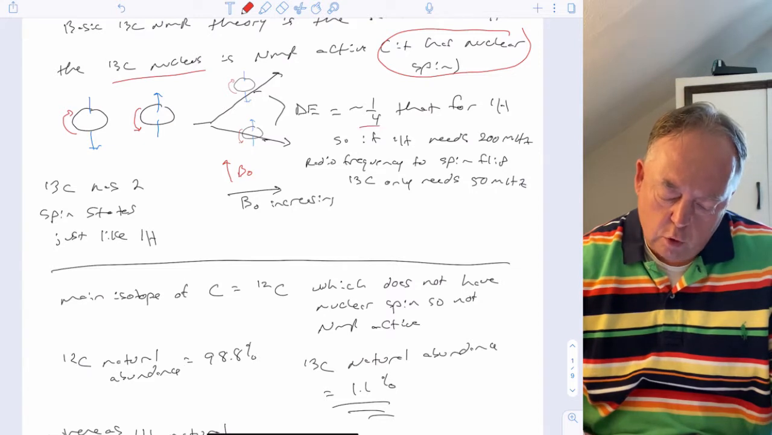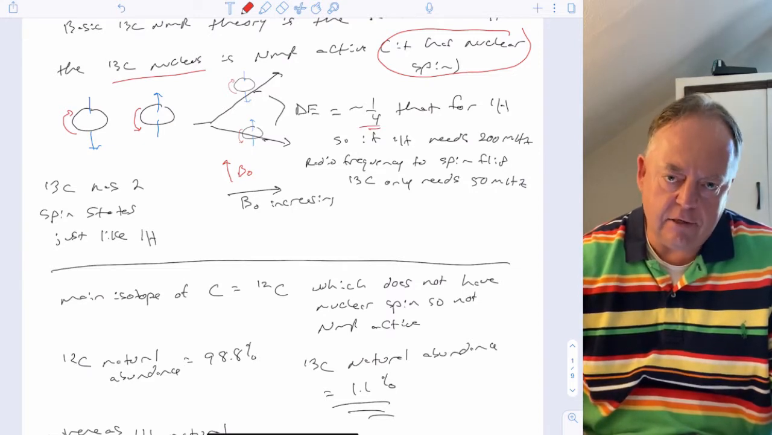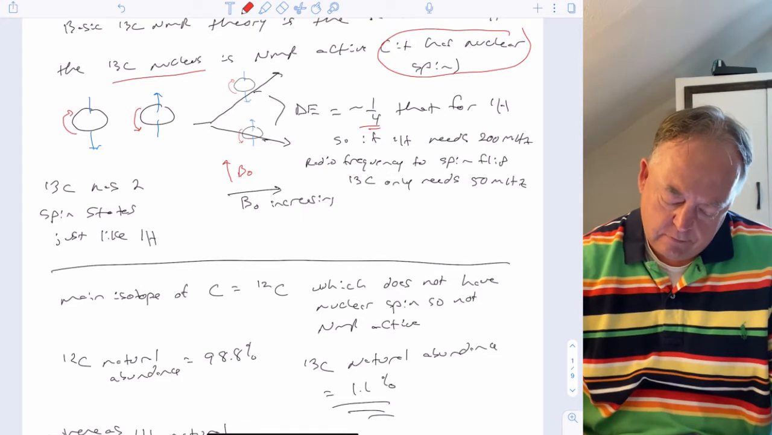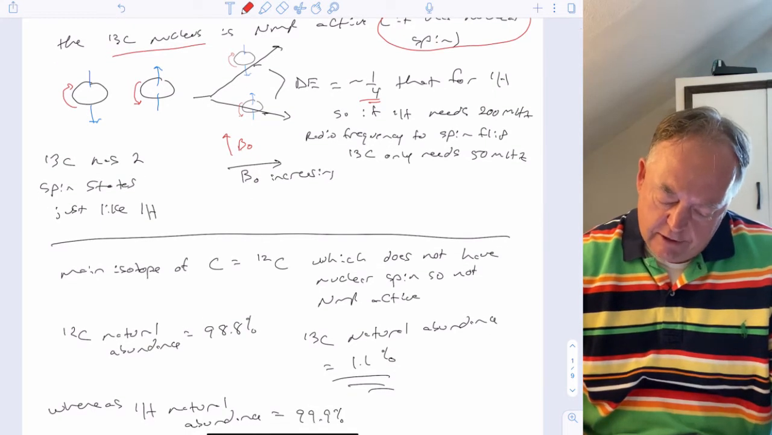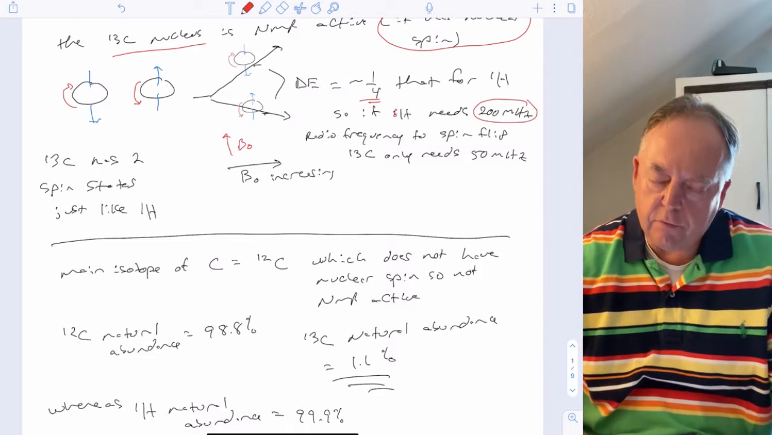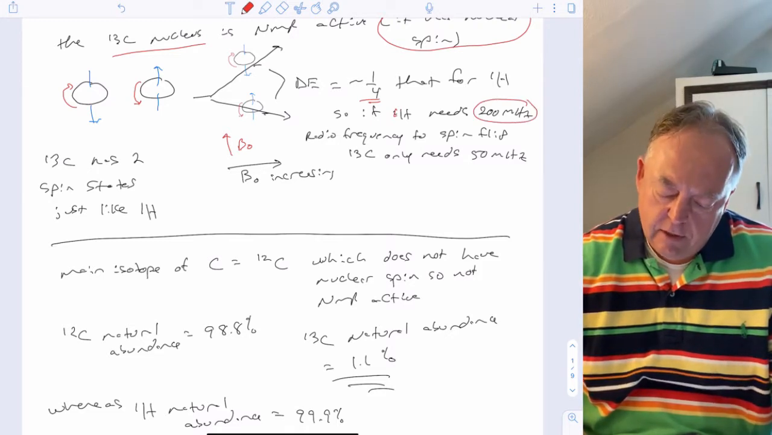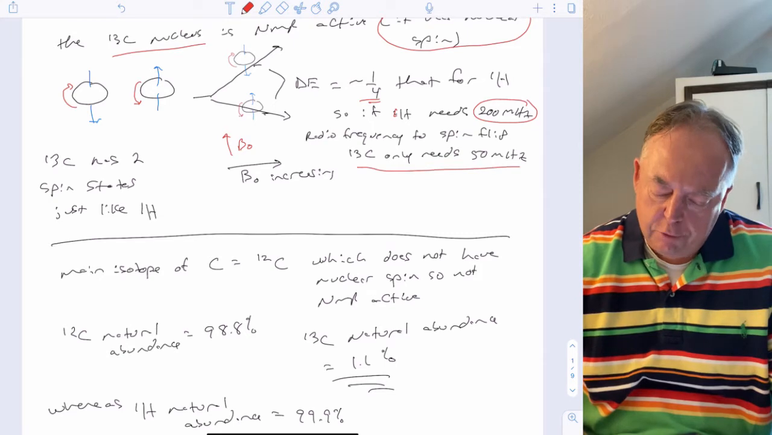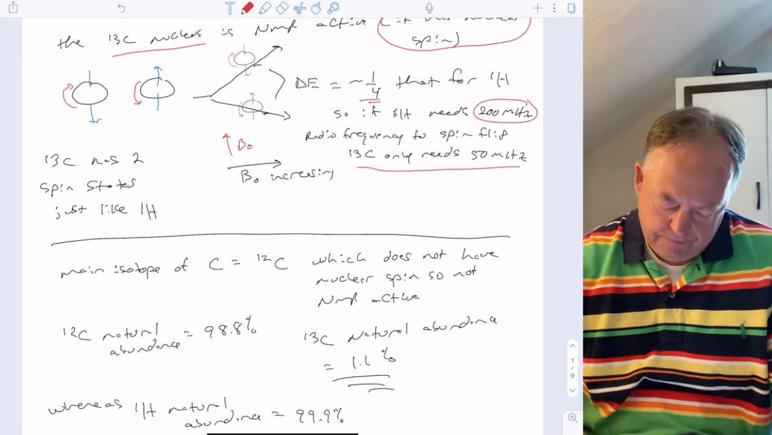One difference between carbon-13 and proton NMR, though, is that the energy difference between the spin states is only about a quarter of that for carbon-13 than it is for hydrogen. So if a proton needs to do a spin flip, it needs 200 megahertz radio frequency radiation. To do a spin flip, the carbon-13 nucleus only needs 50 megahertz.